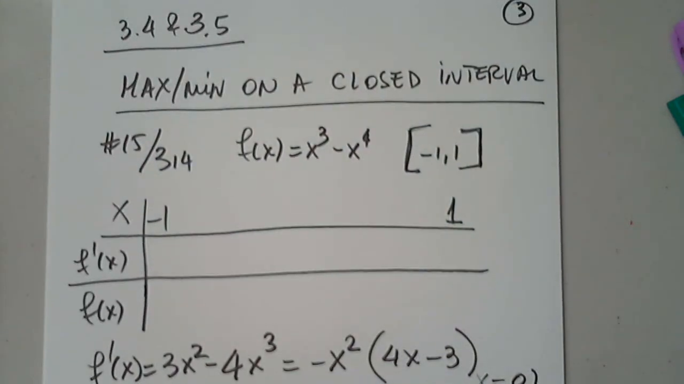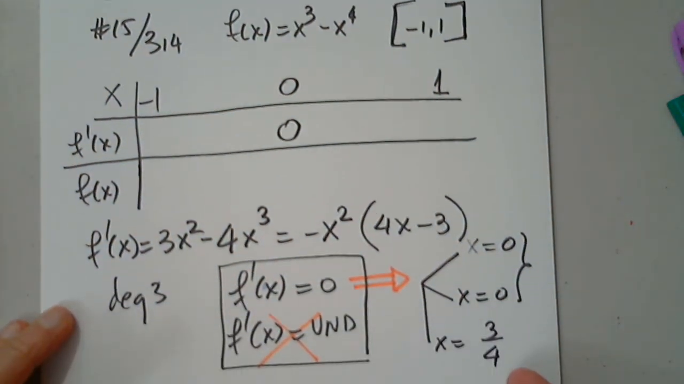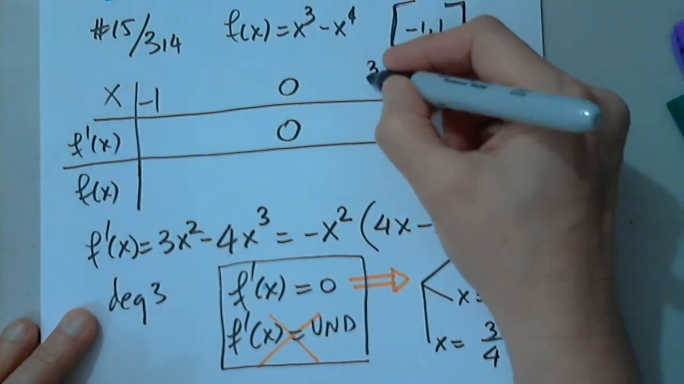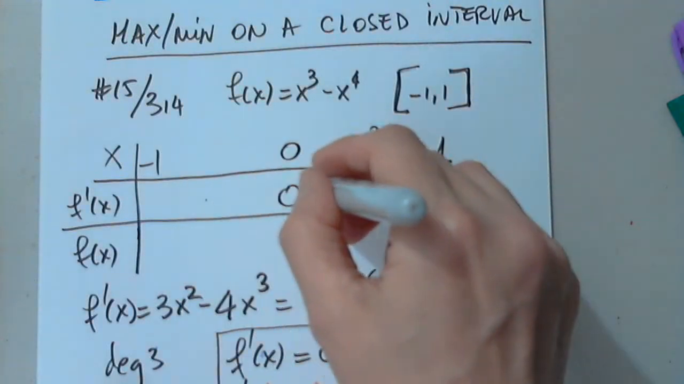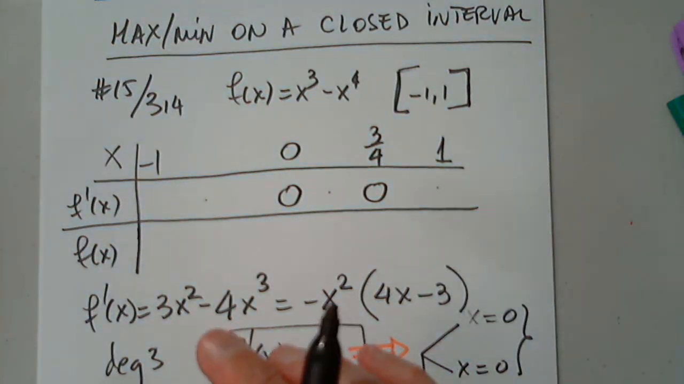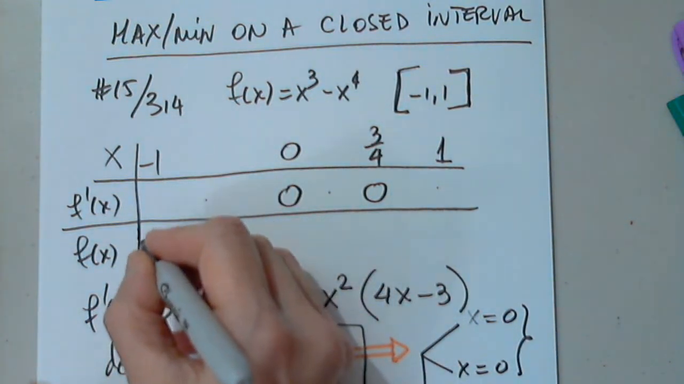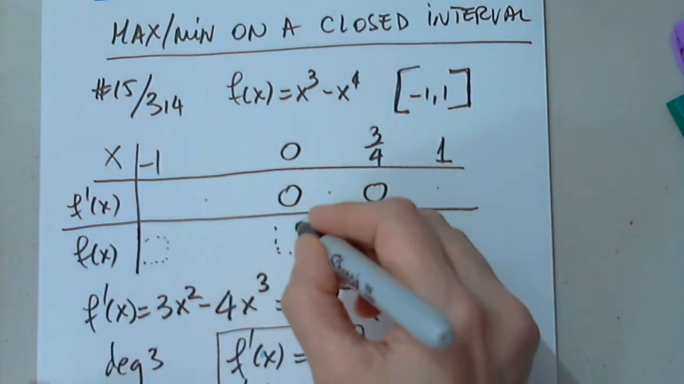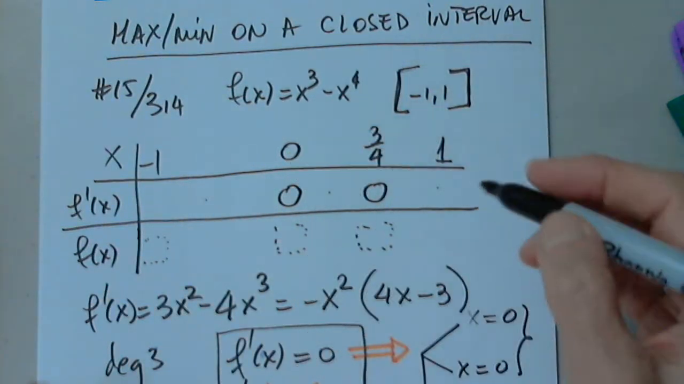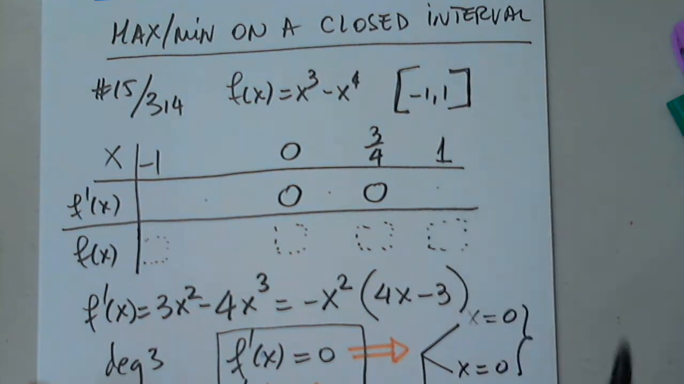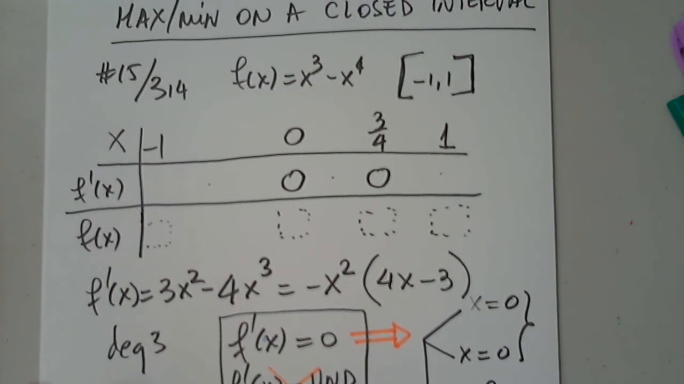So then 0 is in the table, and f prime is 0. 3/4 is smaller than 1, so it's in the table, and it's right here. At this point, I have to study the sign of the derivative. And at the same time, for a closed interval, I have to find this number, also this number here for the function, this number here for 3/4, for 0, and this number here. And then decide what goes where and what they mean.